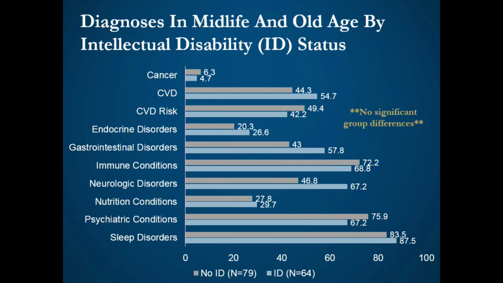And the key is that it suggests that there may be something about the lived experience of being autistic or a yet-to-be-determined genetic factor that may be driving high prevalence of health problems in autism, regardless of whether people have an intellectual disability.